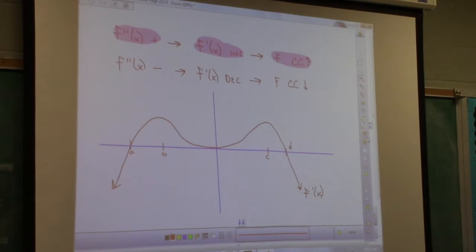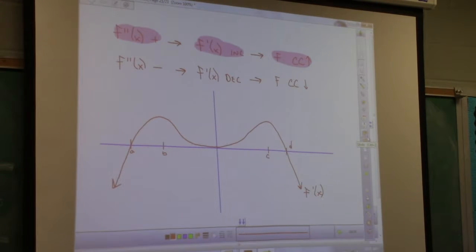If I ask you right now to tell me where F of X is going to be increasing, what would you say? This is the graph of F prime. Where is F increasing? From point A to point D. Okay, from A to D. And how did you get that answer? Because it's above the x-axis. Okay, very good.